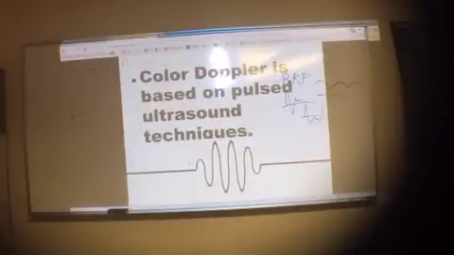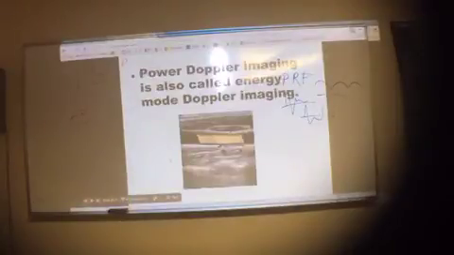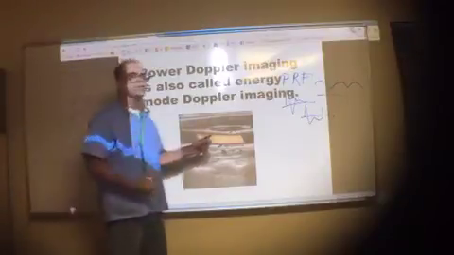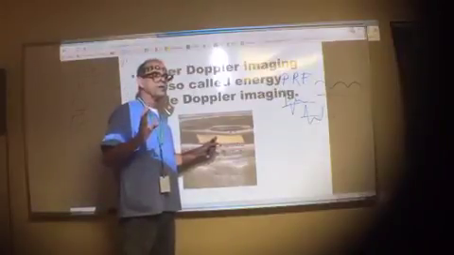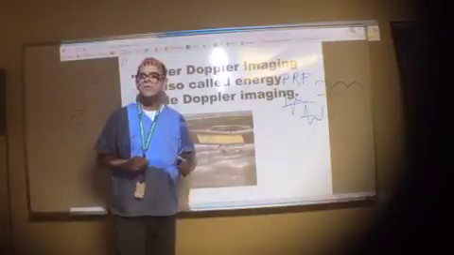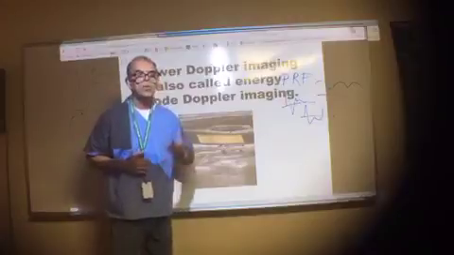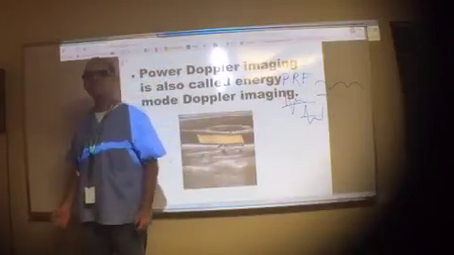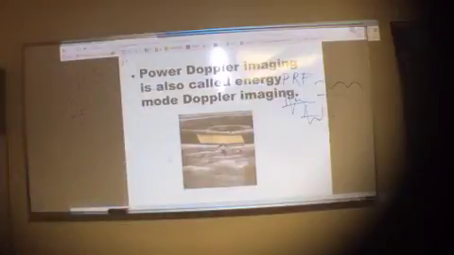Color Doppler is a pulsed ultrasound technique. How is the name of this? Energy Doppler. What is the difference? Only one color. You know that the blood is moving, but you don't know the direction. What is good? When the blood flow is very little, power Doppler has more sensitivity, more capacity to look at the blood flow.